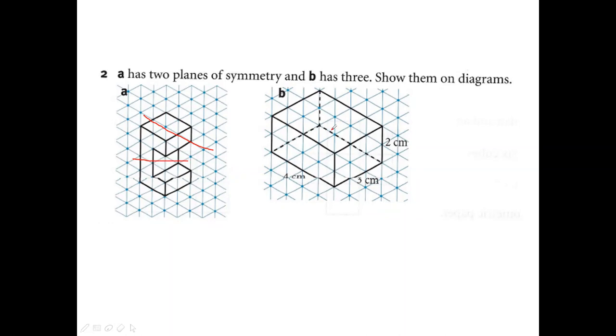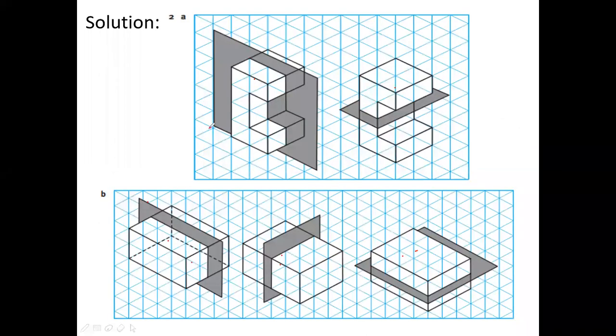This one has three. First one is an easy one. Take it here. Next, take it here. Then take it in the middle, this center. In three ways you can draw. So the first figure has two, and the second figure has three planes of symmetry.